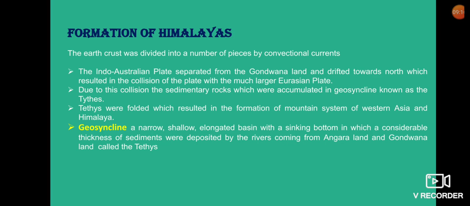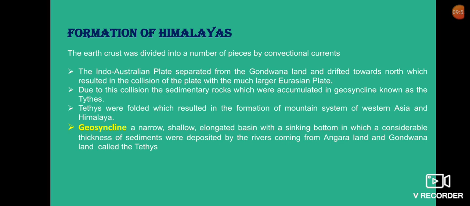As you saw, due to this collision, the sedimentary rocks were accumulated in the geosyncline. A geosyncline is a narrow, shallow, elongated basin with a sinking bottom in which a considerable thickness of sediments was deposited. These sediments were brought by whom? By the rivers which were coming from the northern part, that is the Angara land, as well as from the southern part, that was the Gondwana land, and that water body was called Tethys.